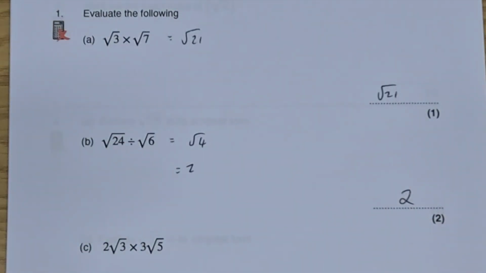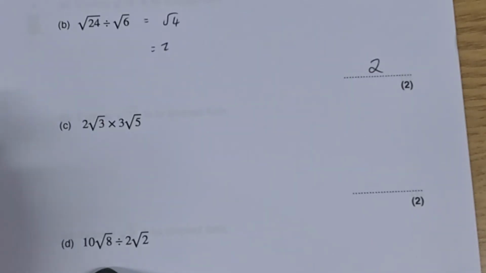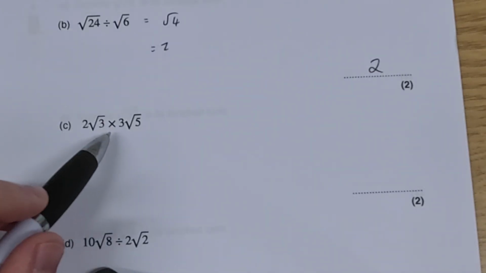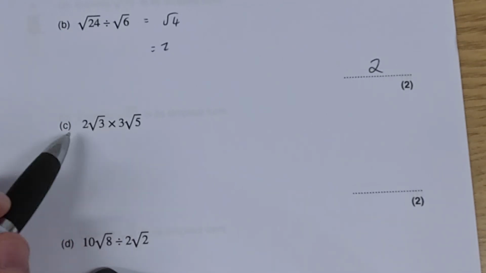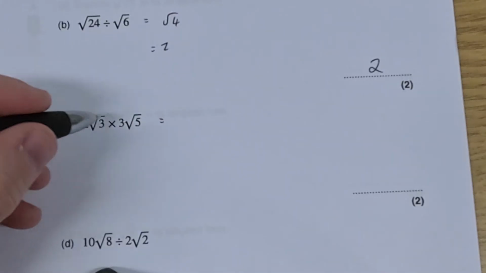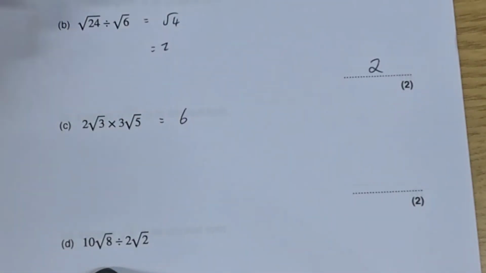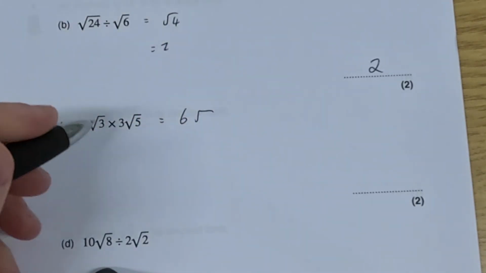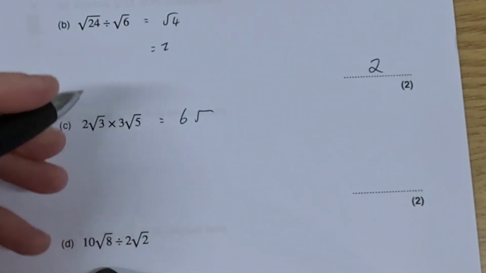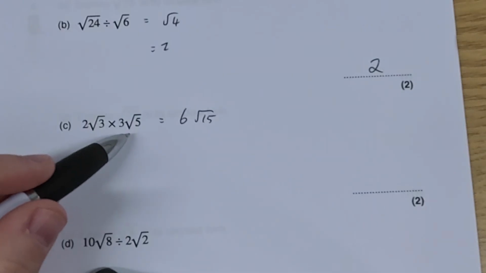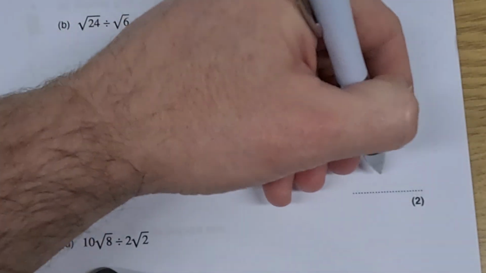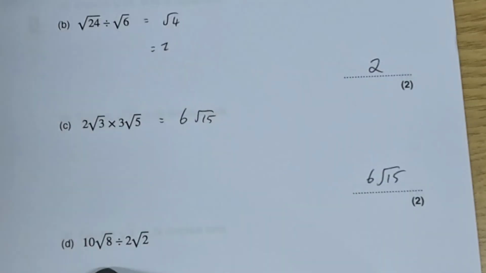Okay, let's look at our next part, part C. We've been asked to simplify 2 root 3 multiplied by 3 root 5. What we're going to do is multiply the numbers in front of the surds to begin with. So 2 times 3 is equal to 6. And then we're going to put our square root symbol, and then we're going to do 3 times 5. And 3 times 5 is 15. So that means that 2 root 3 multiplied by 3 root 5 will be equal to 6 root 15. So that's the answer, 6 root 15. And that's it.